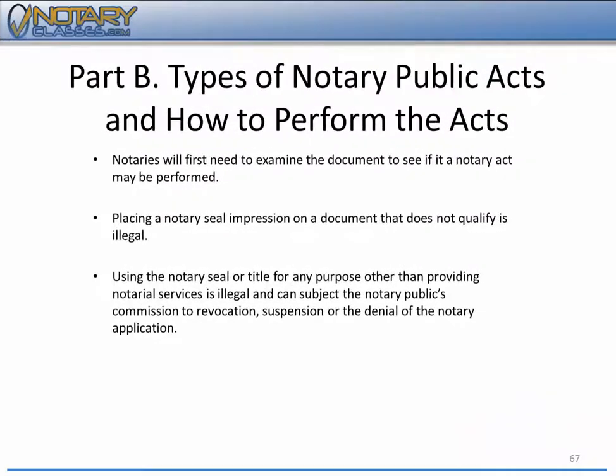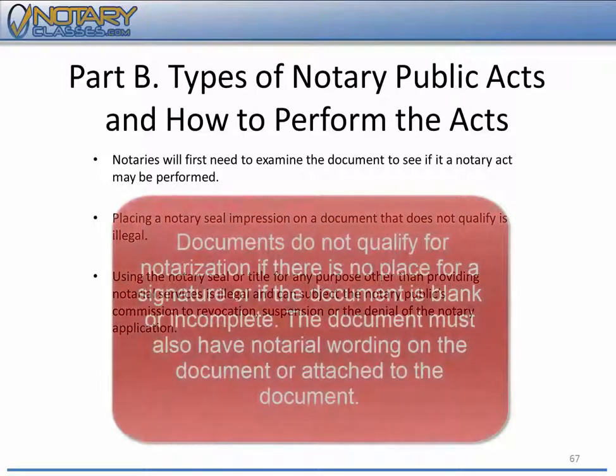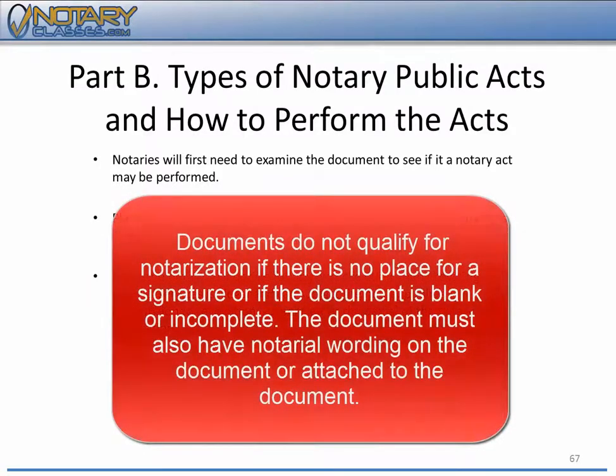Well, now we're going to turn our attention to the details of how to complete notary services. When someone brings a document for notary services, that person may not realize that not all documents qualify for notary services. For example, sometimes a client wants a notary to place a notary seal on a set of academic records or birth certificate just in order to make them look more official.